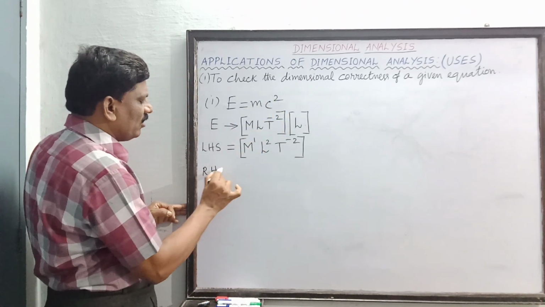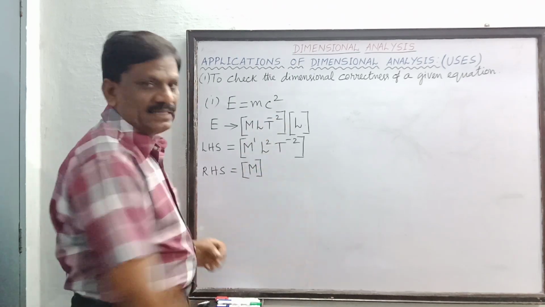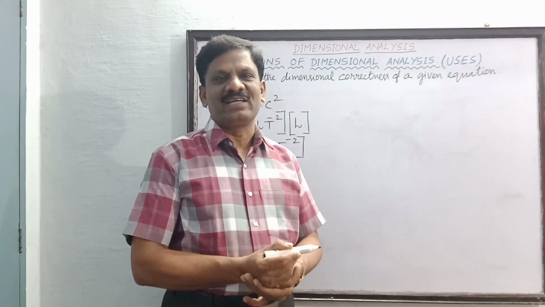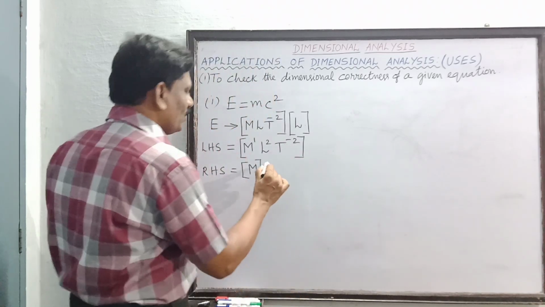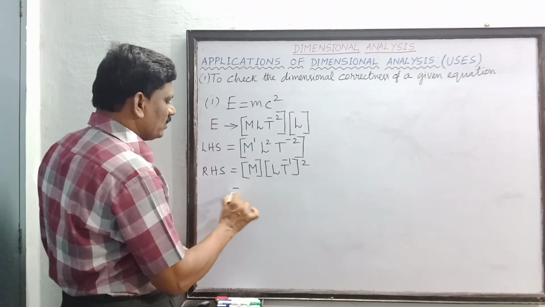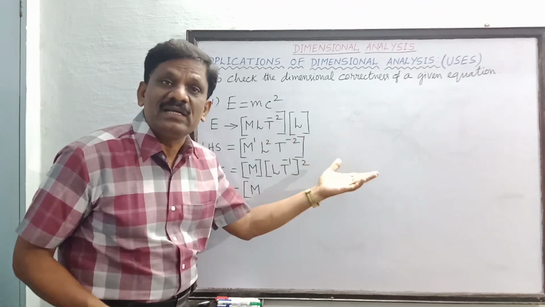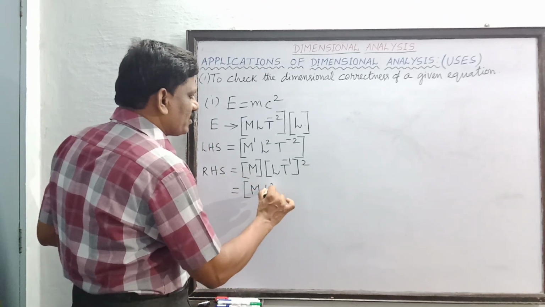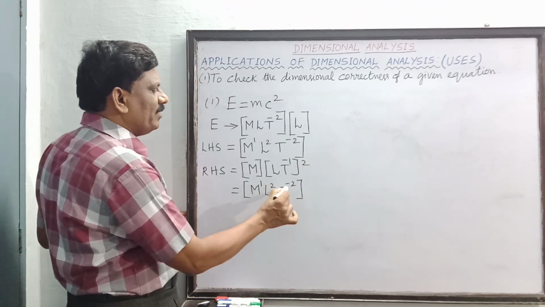So RHS is equal to, first term is mass. So dimension of mass is M, and c is the velocity of light, 3 into 10 power 8 meters per second. So what is the dimensional formula for velocity? It is LT power minus 1. So this is LT power minus 1 whole square. So this is equal to M. Now LT power minus 1 whole square, so is it L square into T power minus 2? So inside the bracket it is L square into T power minus 2. So M power 1 L square T power minus 2.